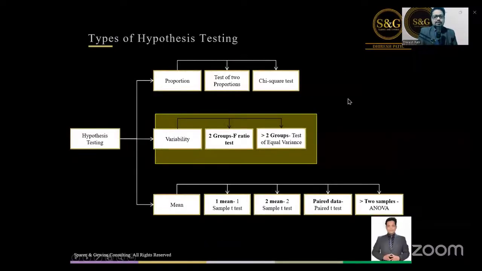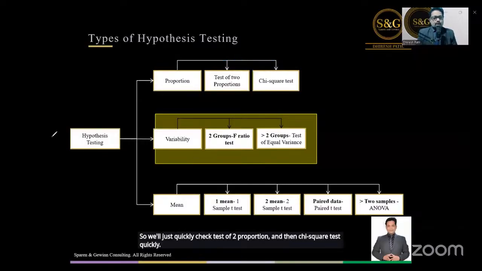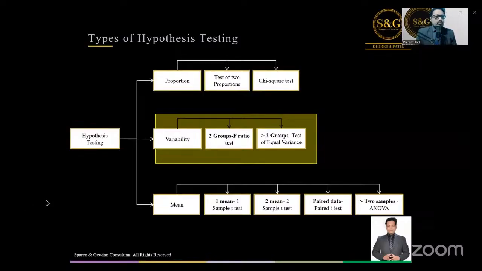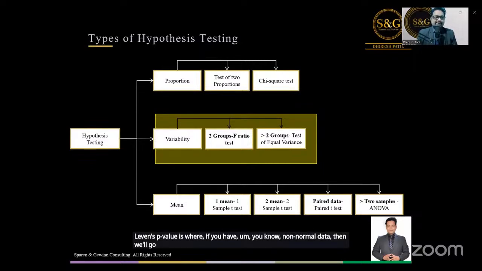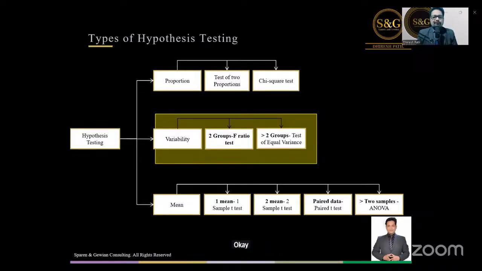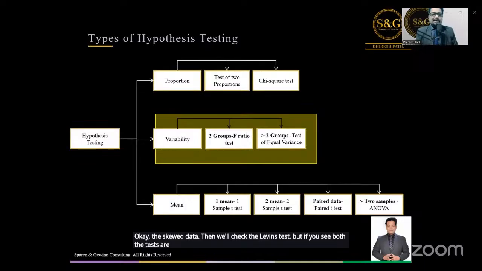Once we do that, now we will go for the proportion test. So we'll quickly check the test of 2 proportions and then the chi-square test. If you have non-normal, skewed data, then we'll check the alternate test. But if you see, both tests are showing a p-value greater than 0.05, whether it is normal or non-normal. So anyway, there is no statistically significant difference.